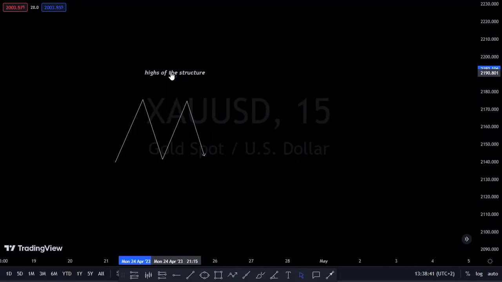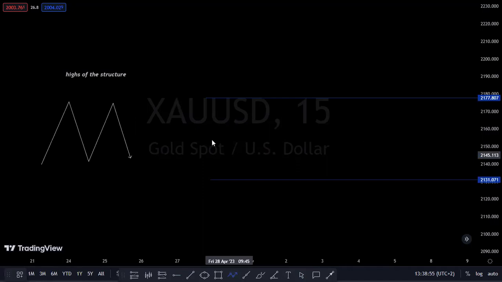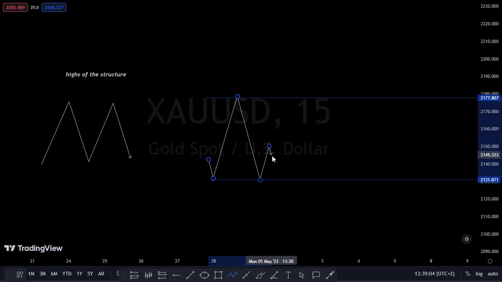So don't be caught up with fake reversal patterns that appear in the middle of the structure. For example, let's say you've highlighted your high and your low of the structure. If you see a double top appearing in the middle of the structure, never anticipate that price will reverse to the downside. For a double top to play out, it should be on the highs of our structure. This is where we should be anticipating the market to reverse with a double top.